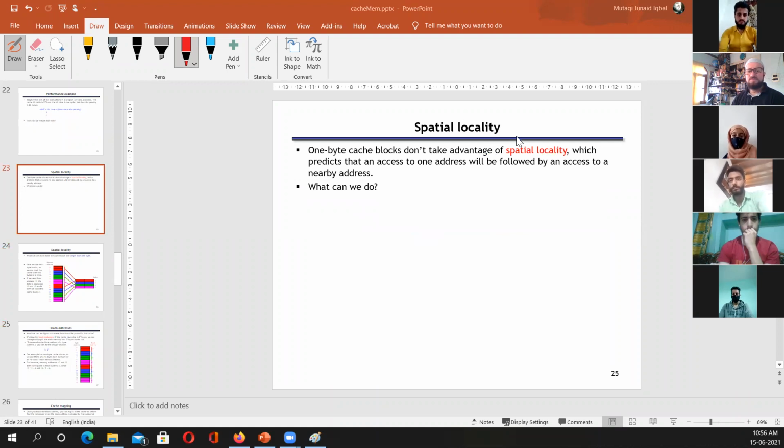Now we've got spatial locality. Okay, spatial locality says that if we work on this instruction, it is imperative that the next instruction, the one that comes after this, will be worked on. Lekin jo humne abhi dekha, hamare paas jo ye dekhe.